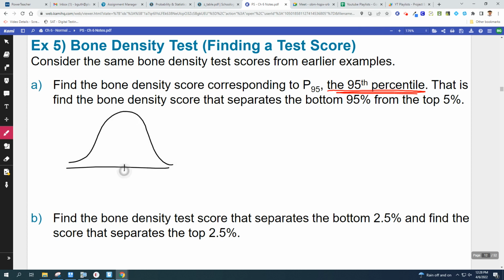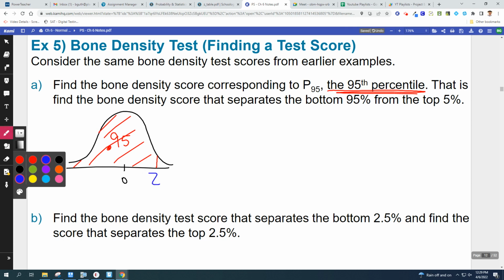Here's the normal curve. Standardize it. We're talking about the 95th percentile, so all that means is 95% has been colored in. Okay, 95% has been colored in, and we want to know that z-score.